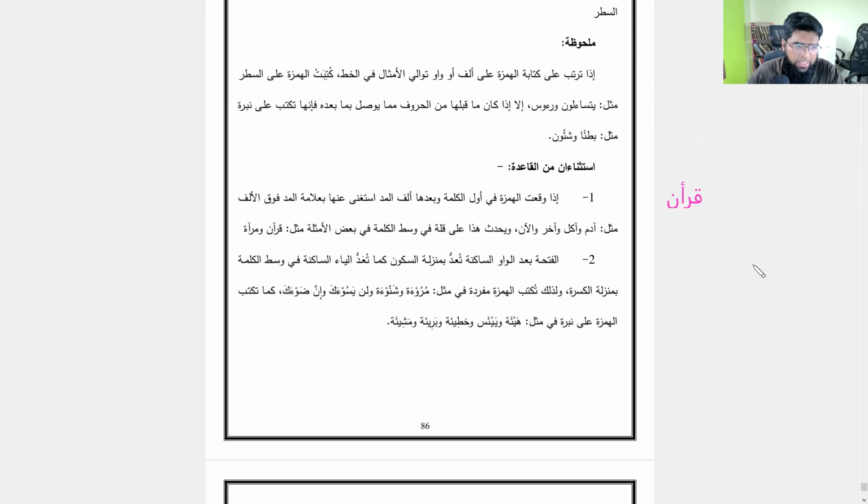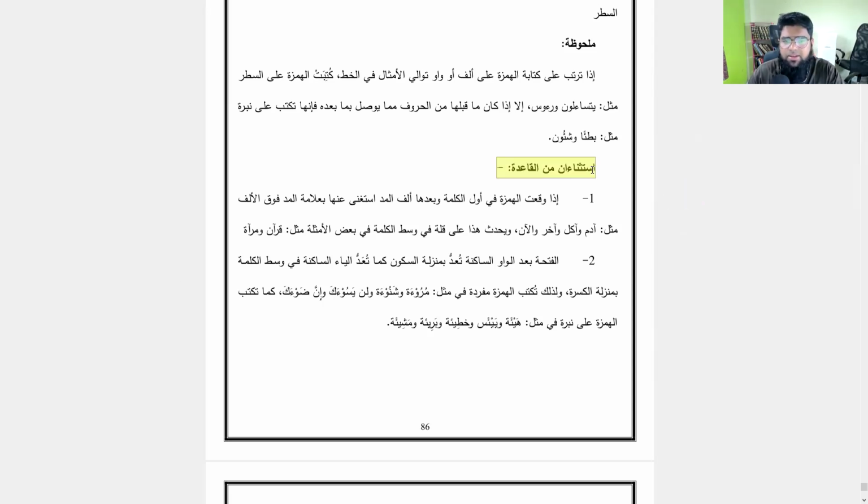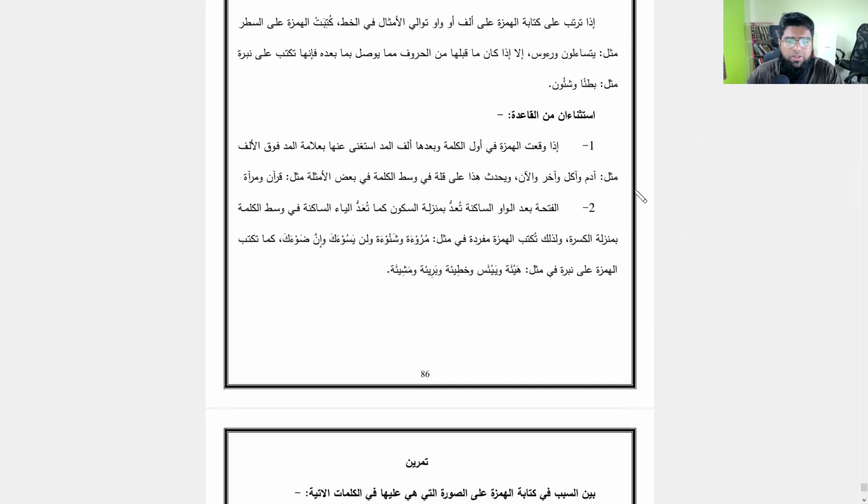Al-fathatu ba'da al-waw is sakina. The second exception is this. Two Hamzas coming is fine. Dual Hamzas. There's a fatha after waw sakina. After waw sakina, it will be considered as sukun. And ya sakina in the middle of a word is considered as a kasra. That is why the hamza will be written alone.